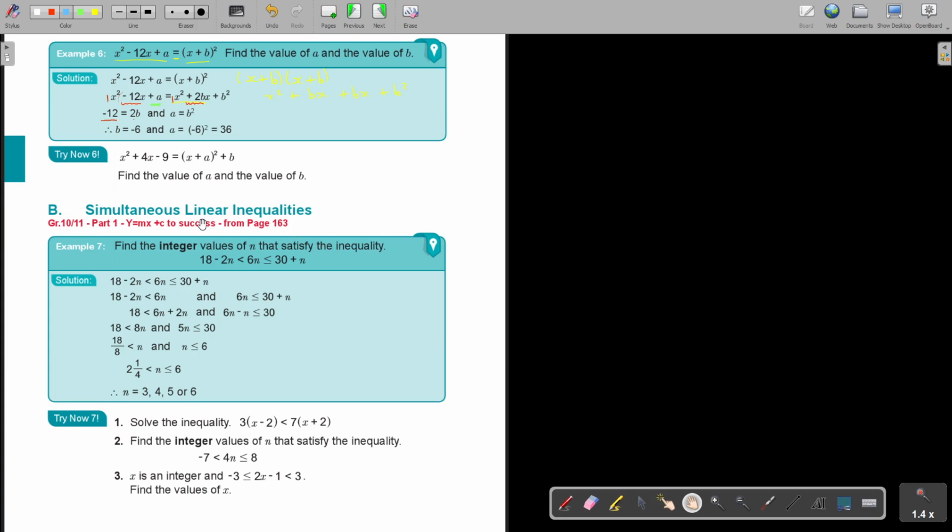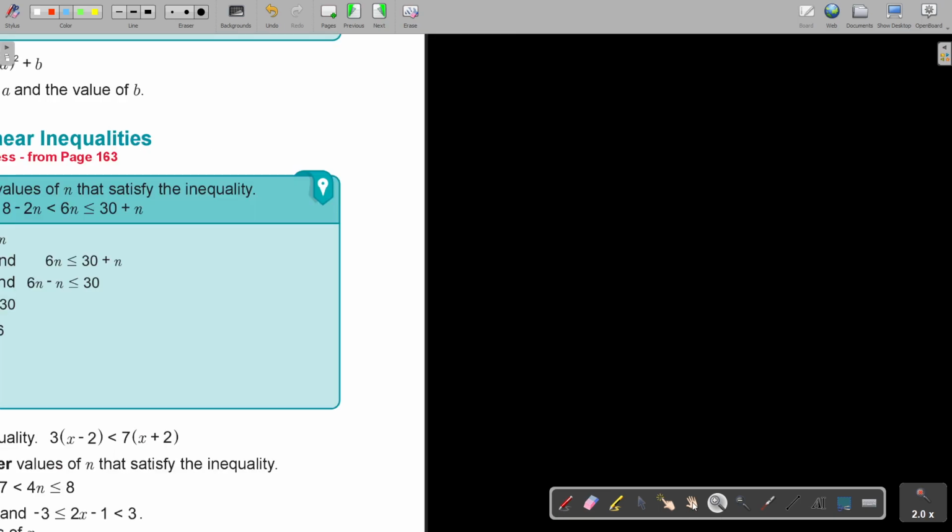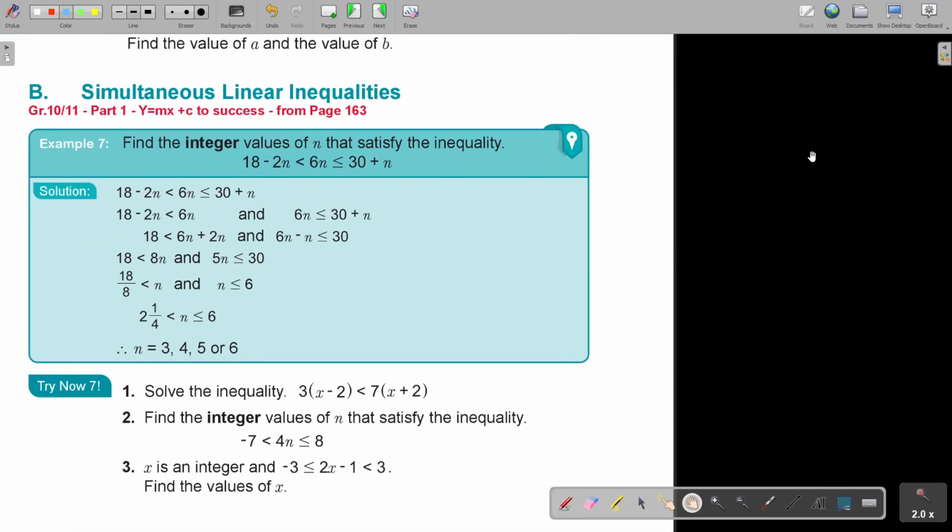So go through the basics. There's a lot of examples. I was just choosing a few. But as I said, make sure you can do it. It's also very, very easy. Okay, let's start with the first one.